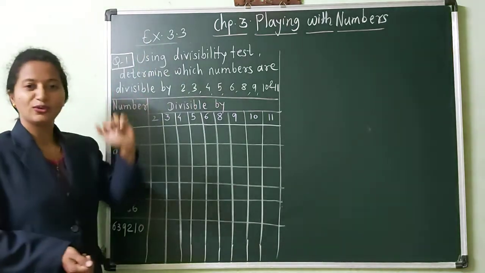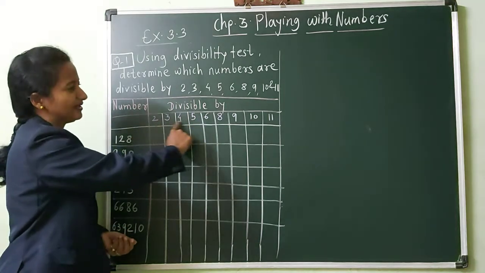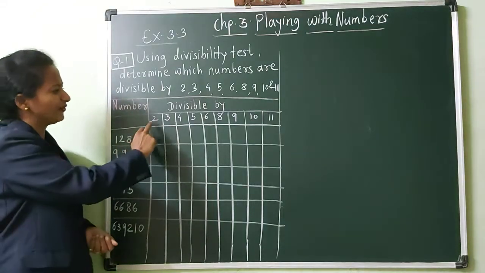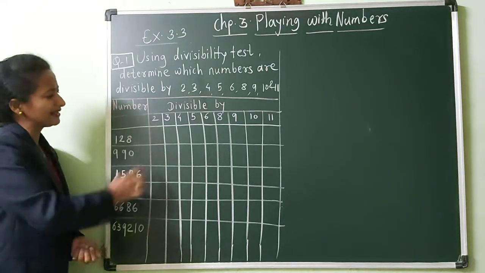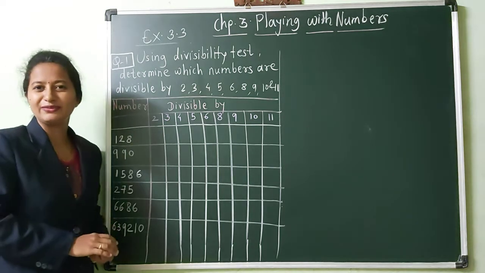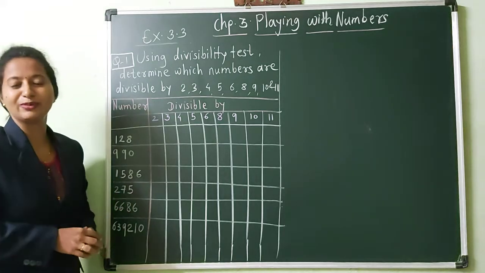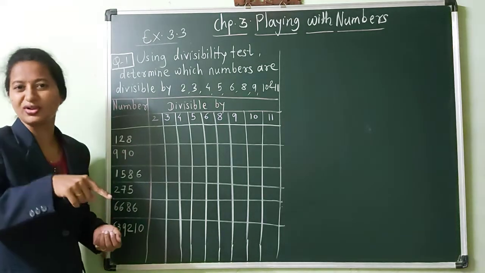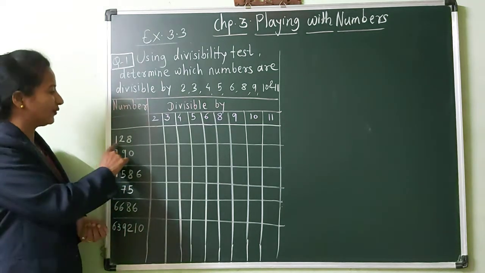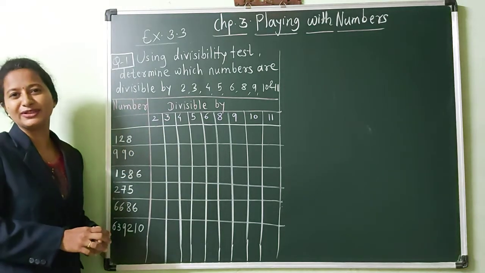Question number 1. In question number 1, numbers are given and we have to check whether the given number is divisible by these numbers. So first sum, 128. We'll check first for the given numbers, is it divisible by 2 or not. If the given number is divisible by 2, put a correct mark for that. And if it is not divisible, put a cross for that, because here there is no space to write yes or no.